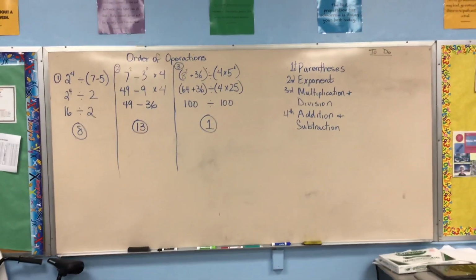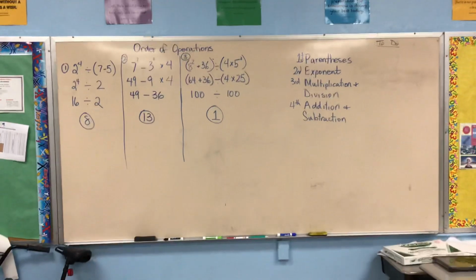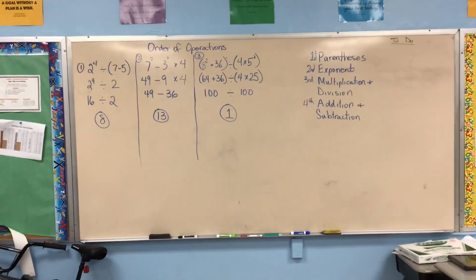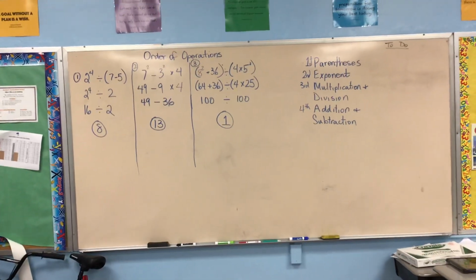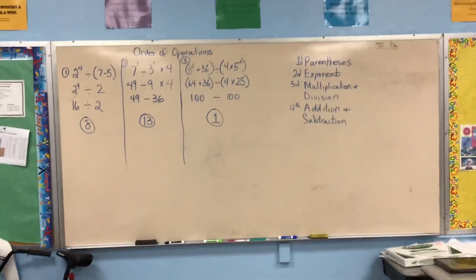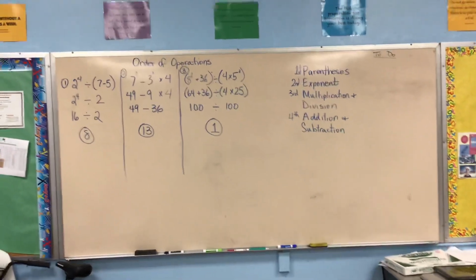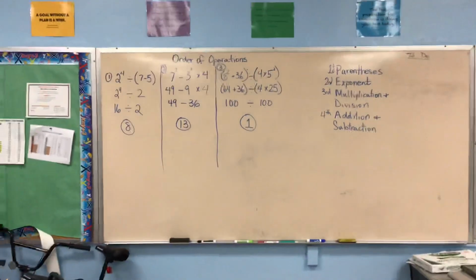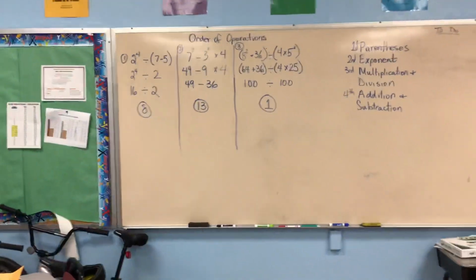After you take care of the multiplication and division, the last thing you need to worry about is addition and subtraction. And once again, it is not one or the other. You are working from left to right when you're dealing with addition and subtraction. So let's look at our examples on the board and go from there.